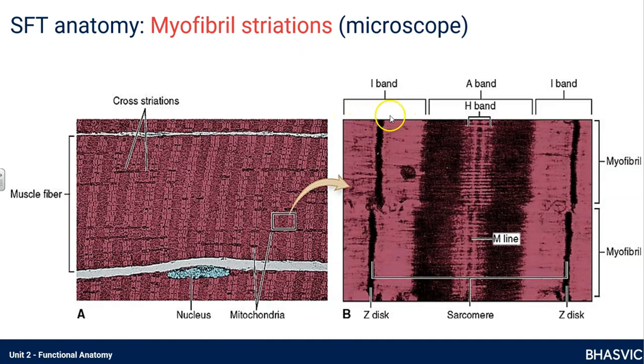Now you can remember light with I. Light is the I band. Dark is the A band. And that's obviously the Z lines. Call them discs here, but you need to know Z lines. And this is a single sarcomere, and there's two myofibrils beside each other. This is a zoomed out version showing all the striations of myofibrils.